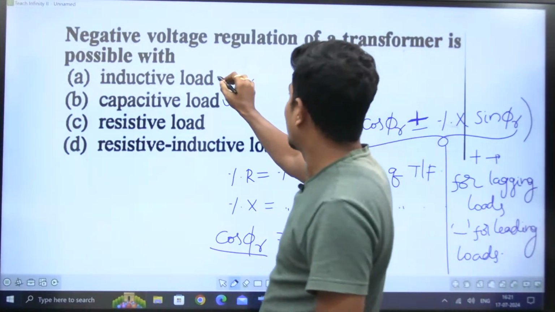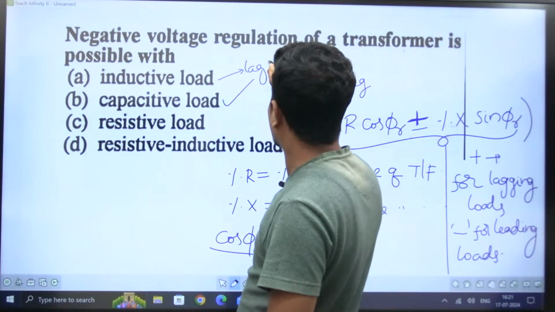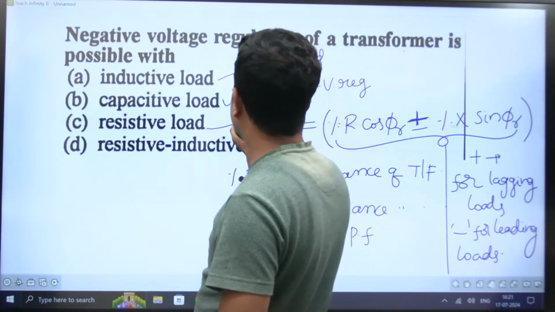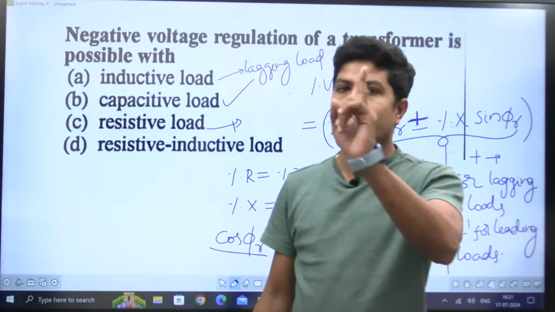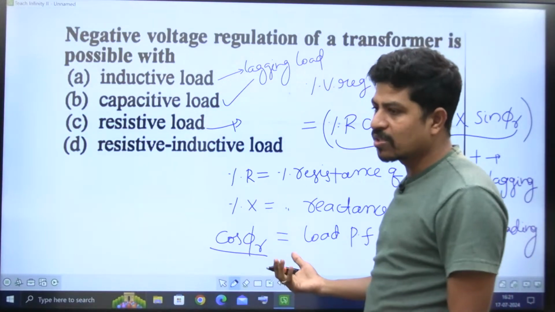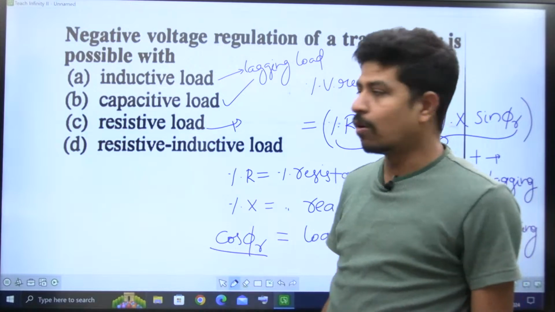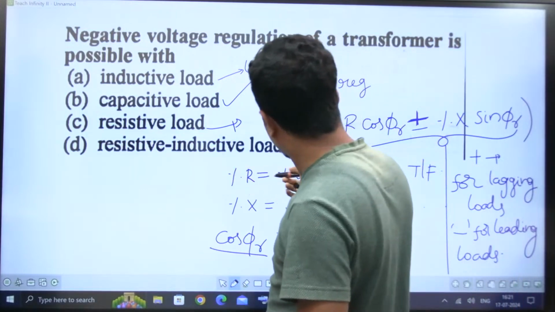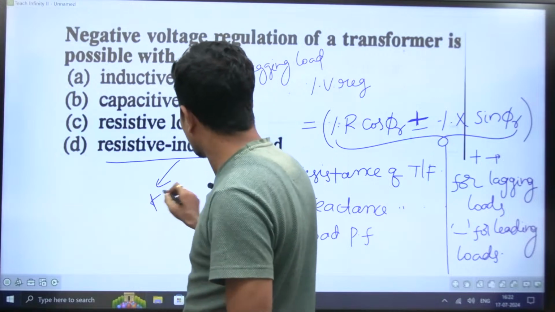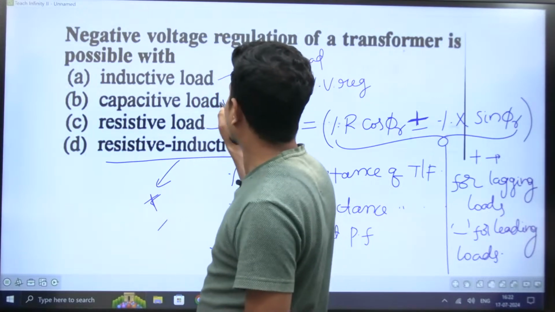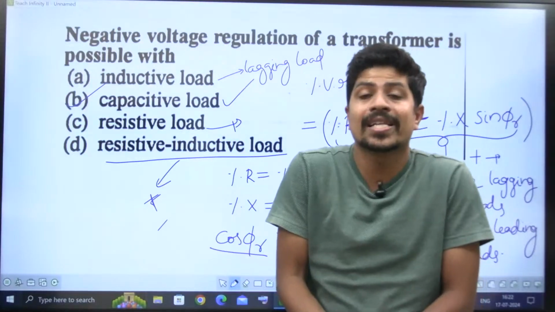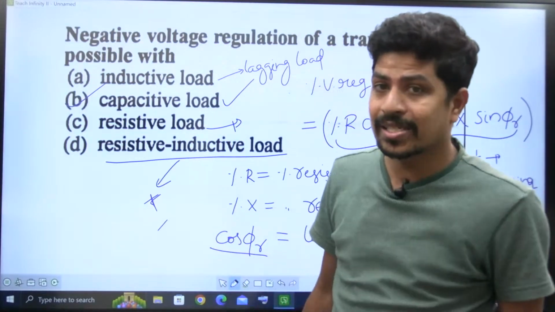Inductive load means what load? Lagging load. Resistive load means cos phi r is equal to 1, unity power factor, UPF. So if power factor is unity, cos phi r is equal to 1, sin phi r is equal to 0, obviously. For resistive and inductive also, it is going to be plus only. Resistive, capacitive, it will be minus. So for capacitive load, we have the chances of getting voltage regulation as negative.